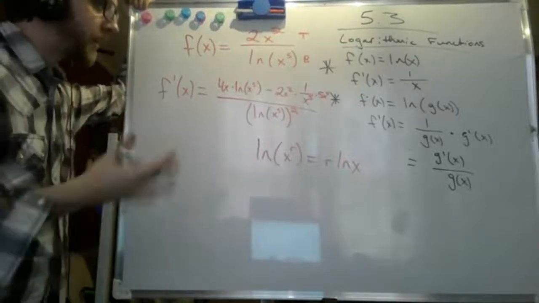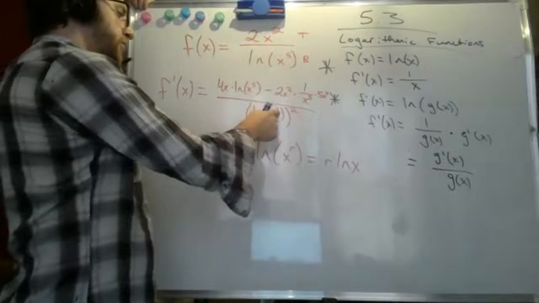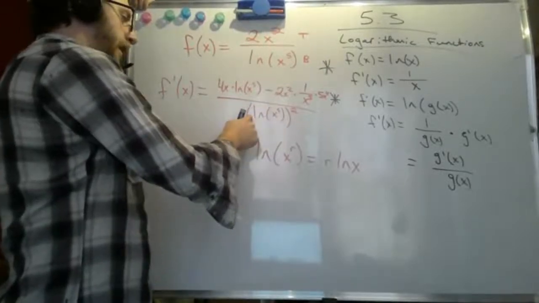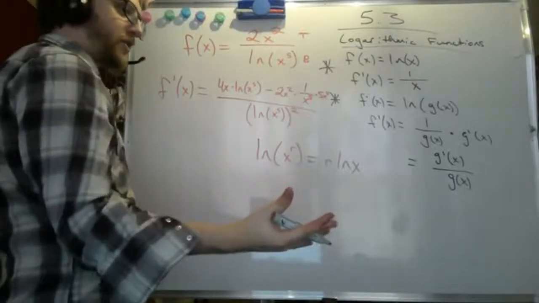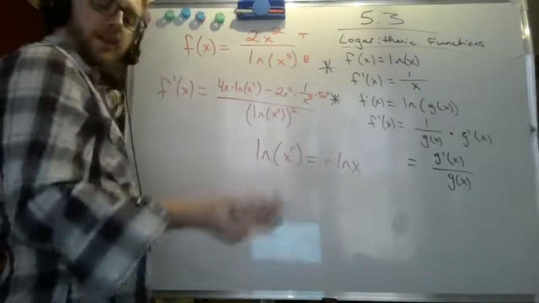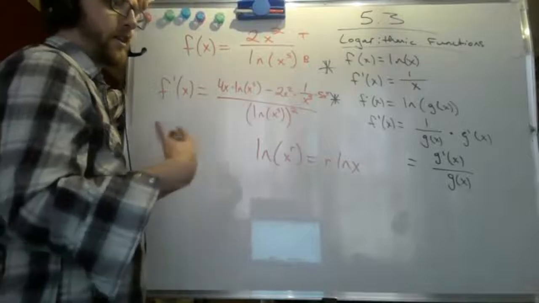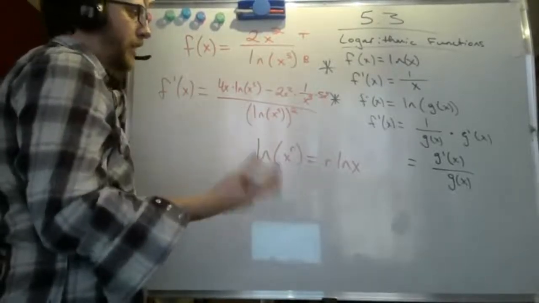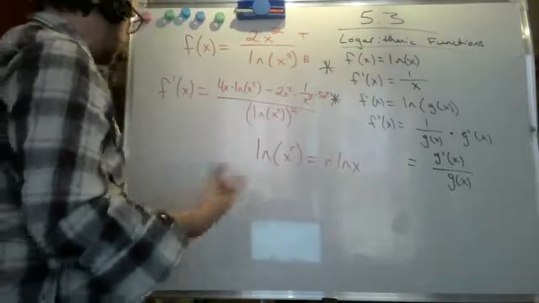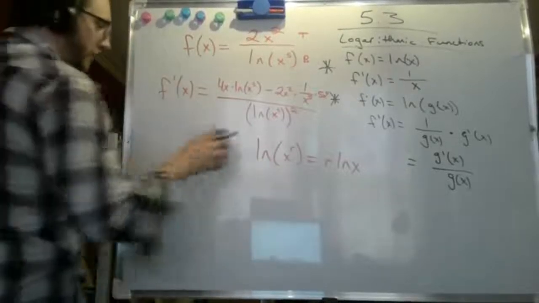With that being said, yes, if you wanted to, you could pull this 5 on the inside out as a coefficient on the natural log, but again, just as in the previous example, that's not really going to help us simplify anything. It's not going to help us cancel anything. So I'm just going to leave the power on the inside because it really doesn't matter. But we'll see that as we get to our final answer here.